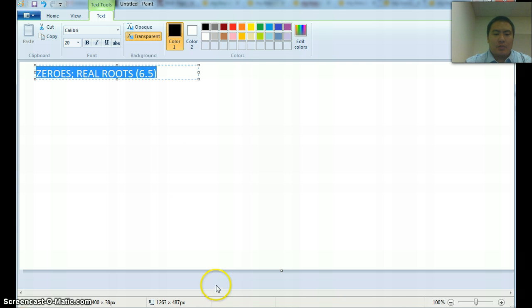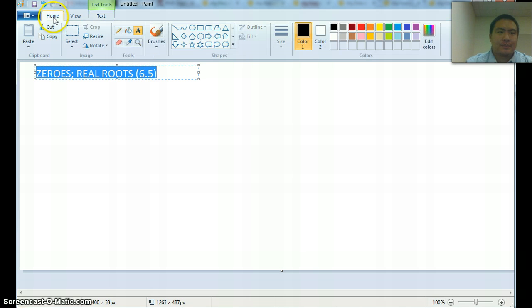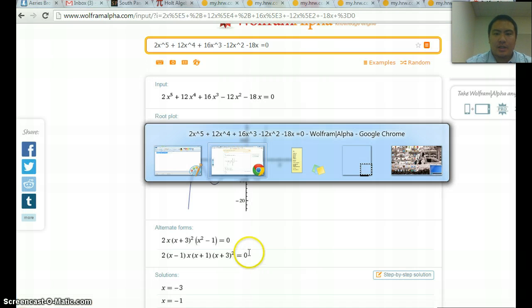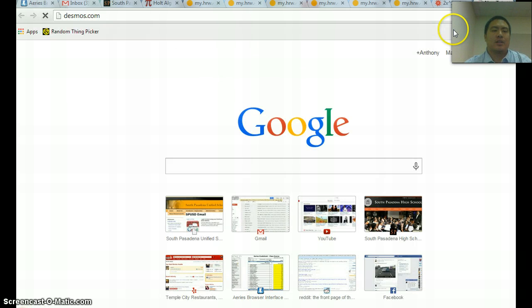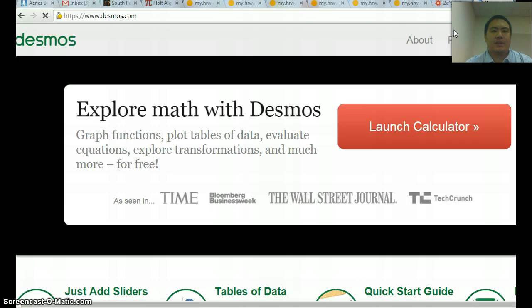So what we're going to look at here is zeros and real roots. I'm going to pull up something like Desmos. Sorry, I'm using all caps so you can see.